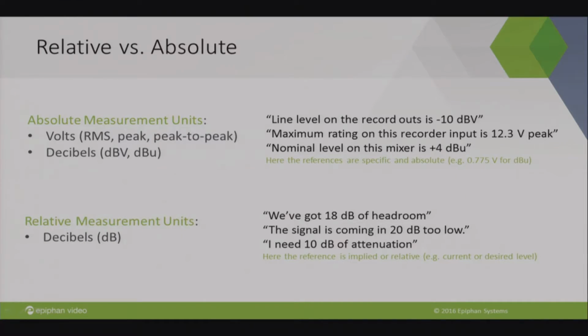Similarly, if I said I need 10 dB of attenuation, that doesn't talk about what level the signal is at or what level I need the signal to be. It just says I need it to be 10 dB different than what it is now. So these are just some examples of how decibels are used both in an absolute reference and in a relative reference to describe the signals.